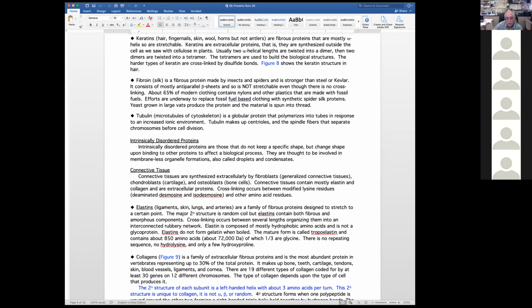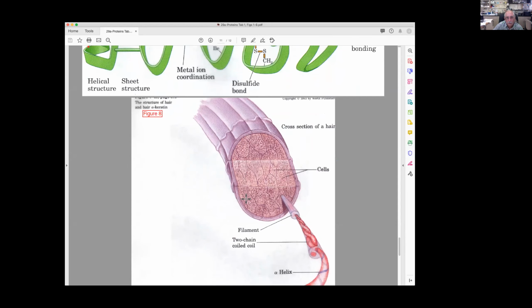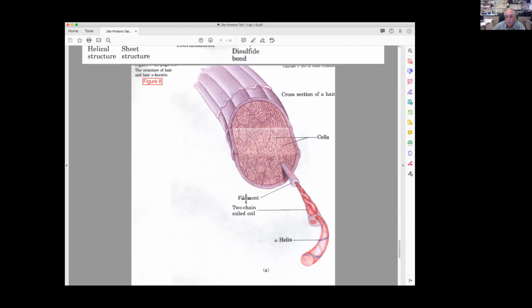So here's a cross-section of a hair. Here's the alpha helix over here. Here's the dimer, right? And then all the dimers are put together into a filament. And these are the cells right here, and they make these outside the cell.